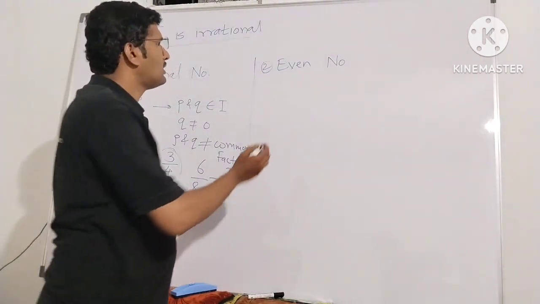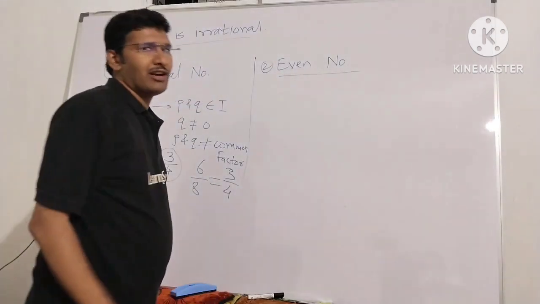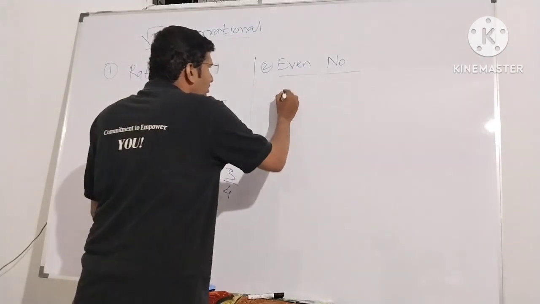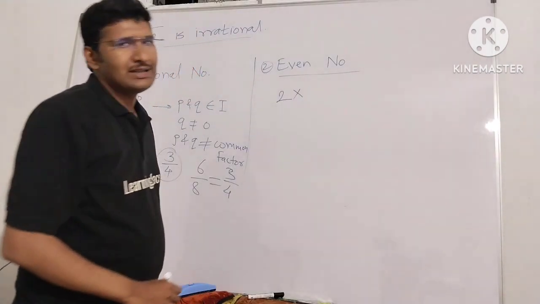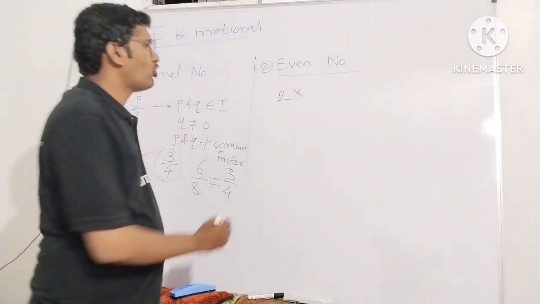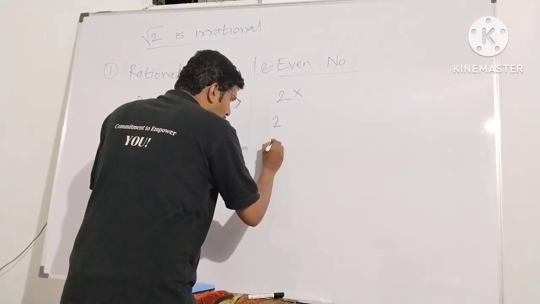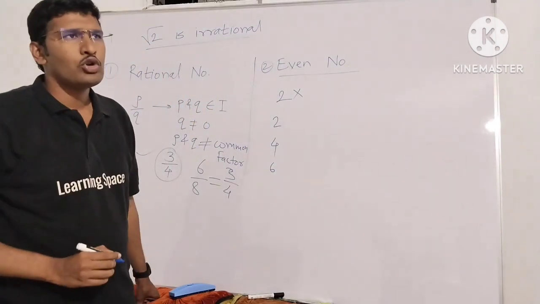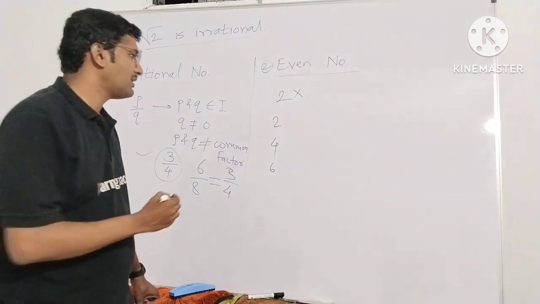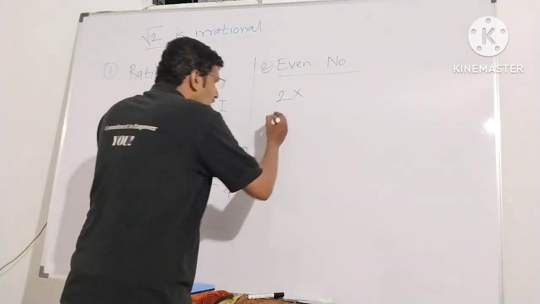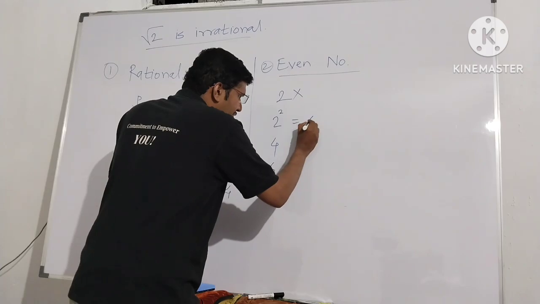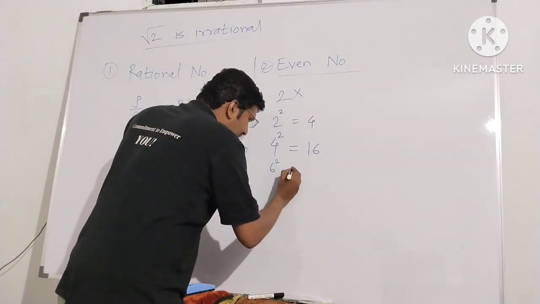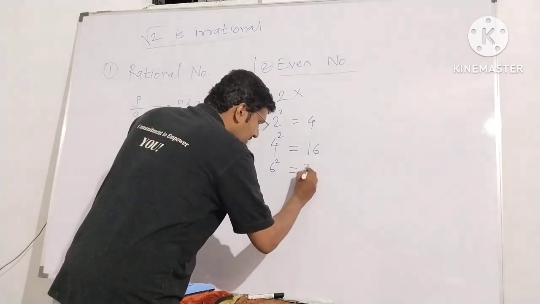Now look here. What is an even number? Any number that is a multiple of 2 is an even number. So we have even numbers such as 2, 4, 6. Let's square these even numbers. The square of 2 is 4, the square of 4 is 16, the square of 6 is 36.